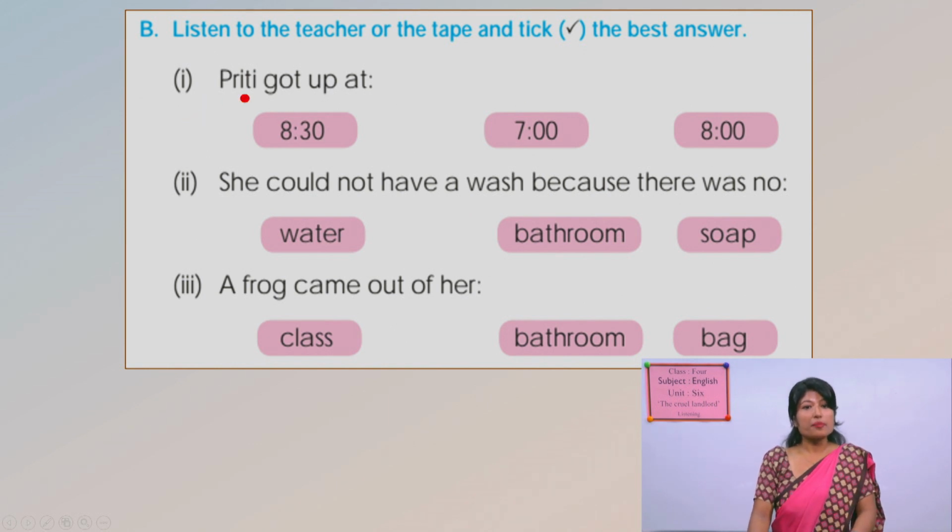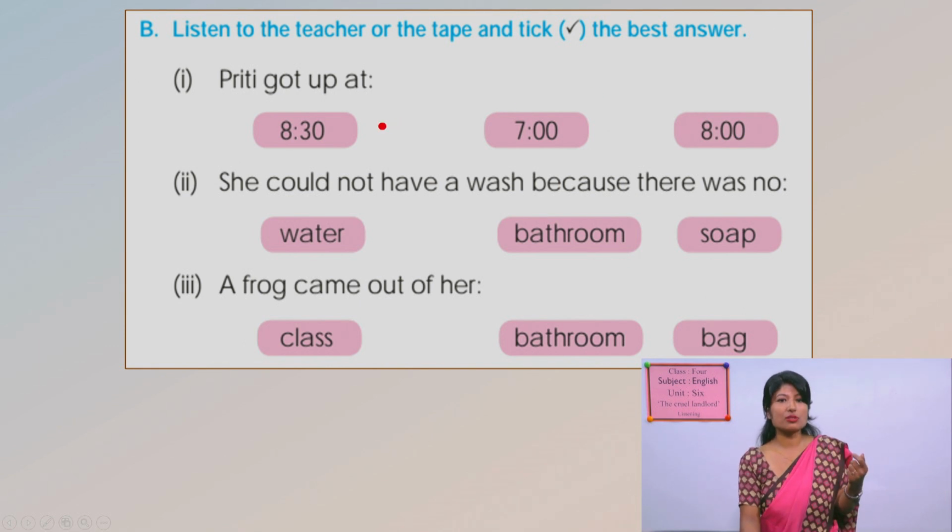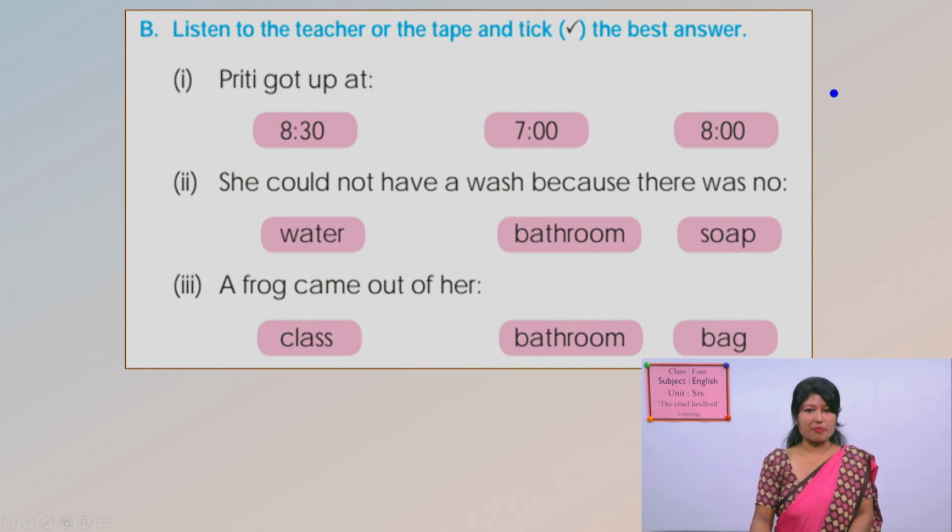Number one. Preeti got up at. There is a girl named Preeti. So she got up at 8:37, 8. Which time? You have to tick the right time. Listen to the time, pay attention to the time.